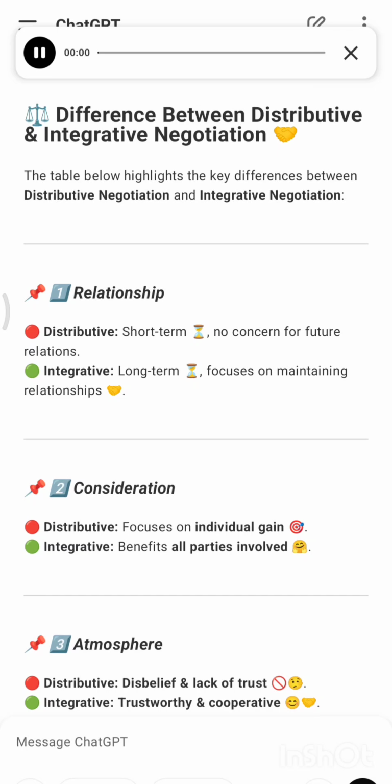Difference between distributive and integrative negotiation. The table below highlights the key differences between distributive negotiation and integrative negotiation. 1. Relationship. Distributive: short-term, no concern for future relations. Integrative: long-term, focuses on maintaining relationships. 2. Consideration. Distributive: focuses on individual gain. Integrative: benefits all parties involved.